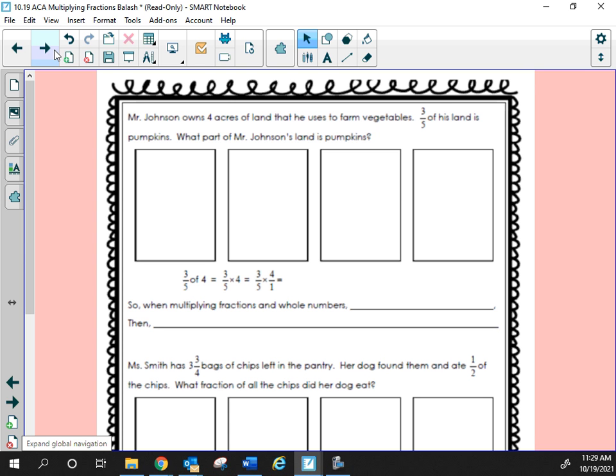Mr. Johnson, we're going to start with some scenarios because, again, it helps us visualize. Mr. Johnson owns 4 acres. Sorry, 1 second. He owns 4 acres of land that he used to farm vegetables. 3/5 of his land is pumpkins. What part of Mr. Johnson's land is pumpkins?